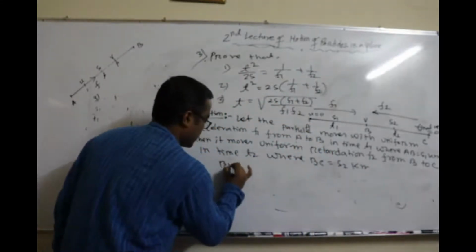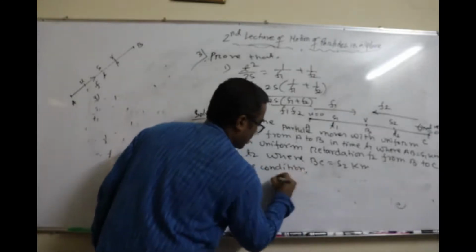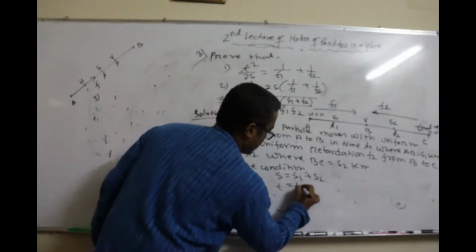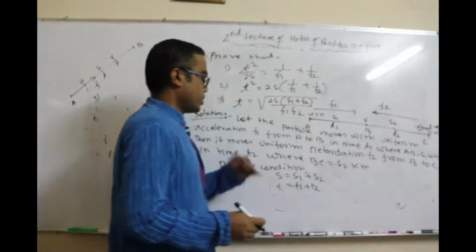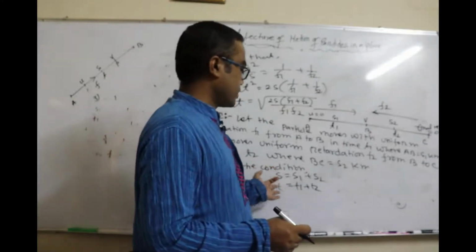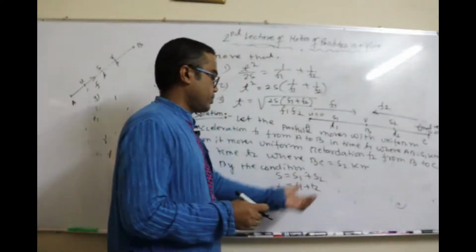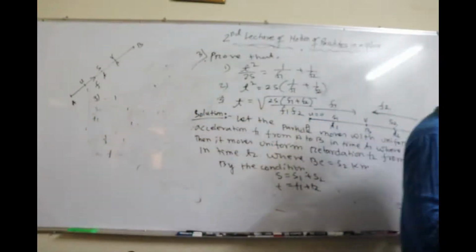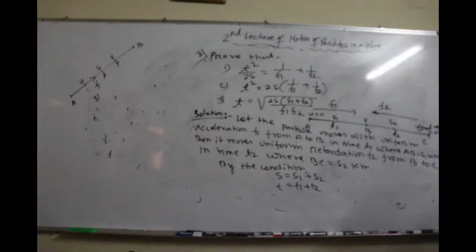By the condition, S equals S1 plus S2 and time T equals T1 plus T2. Because when this is described in time T, then the particle has stopped. So it means total distance S equals S1 plus S2 and total time T equals T1 plus T2. Clear?